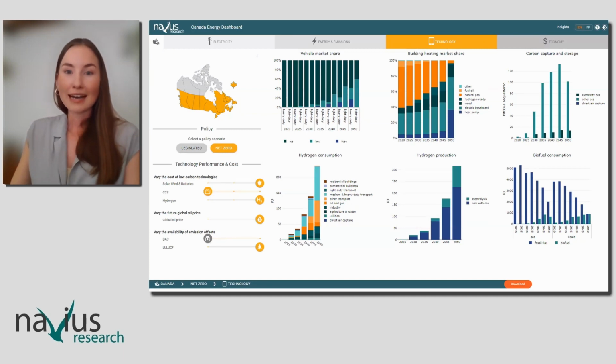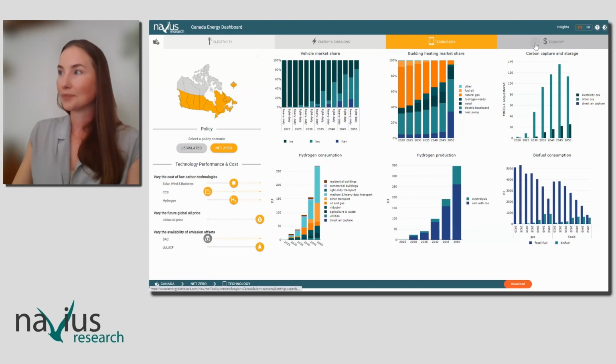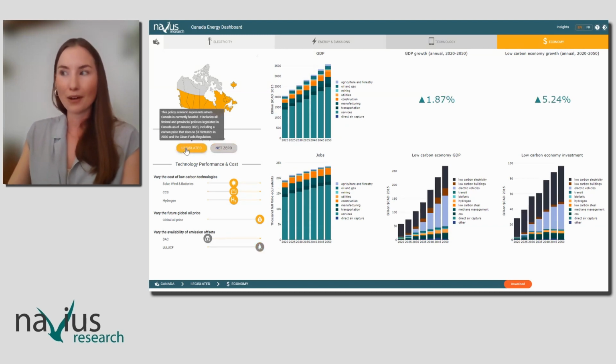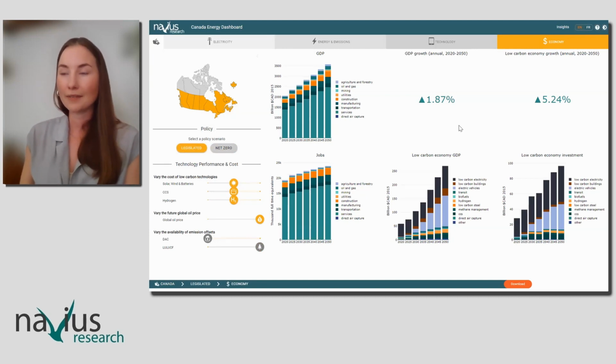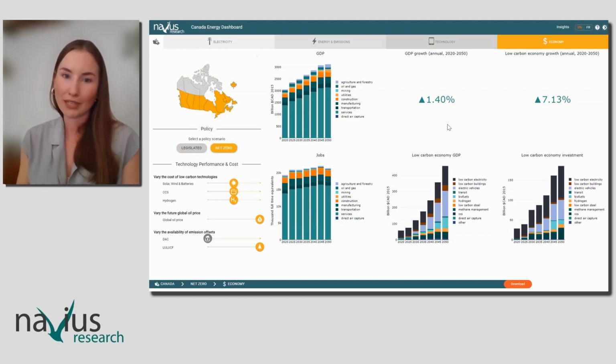A final question that we will look into today is, how does electrification to achieve net zero impact Canada's economy? And we can explore this by looking at the economy tab. This value here is the average annual GDP growth rate for Canada from 2020 to 2050. Under legislated policy, our economy grows at an average rate of 1.9% per year out to 2050. And if we look at a net zero scenario, our economy grows at a lower rate of 1.4% per year.